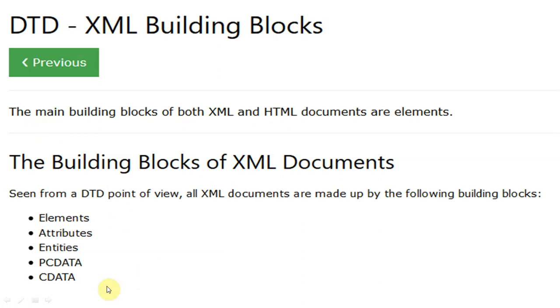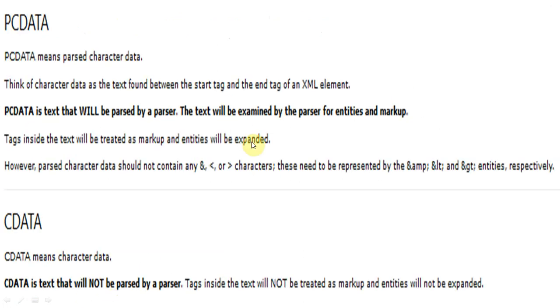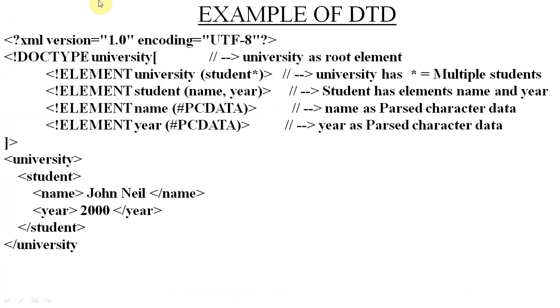CDATA is also an element of XML. CDATA means character data. In short, it is called character data. Character data is text that will not be parsed by the parser, tags inside the text will not be treated as markup, and entities will not be expanded. So this way we have these building blocks, and you can see this example also. This is also an example of PCDATA, in which we have additional tags inside the tag.